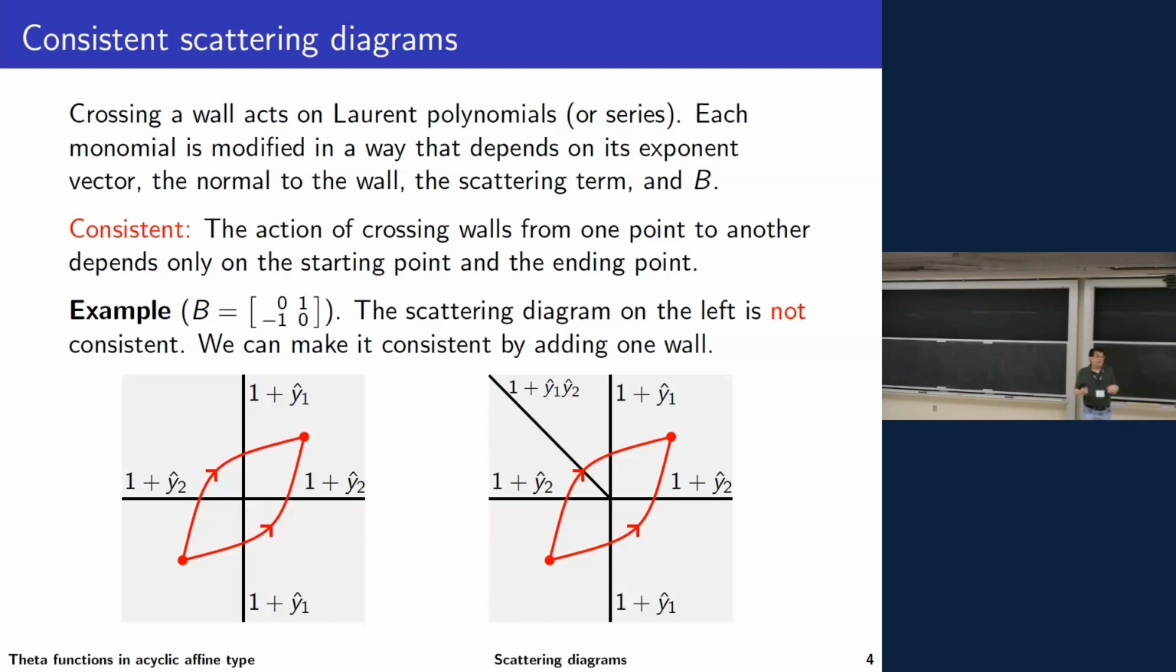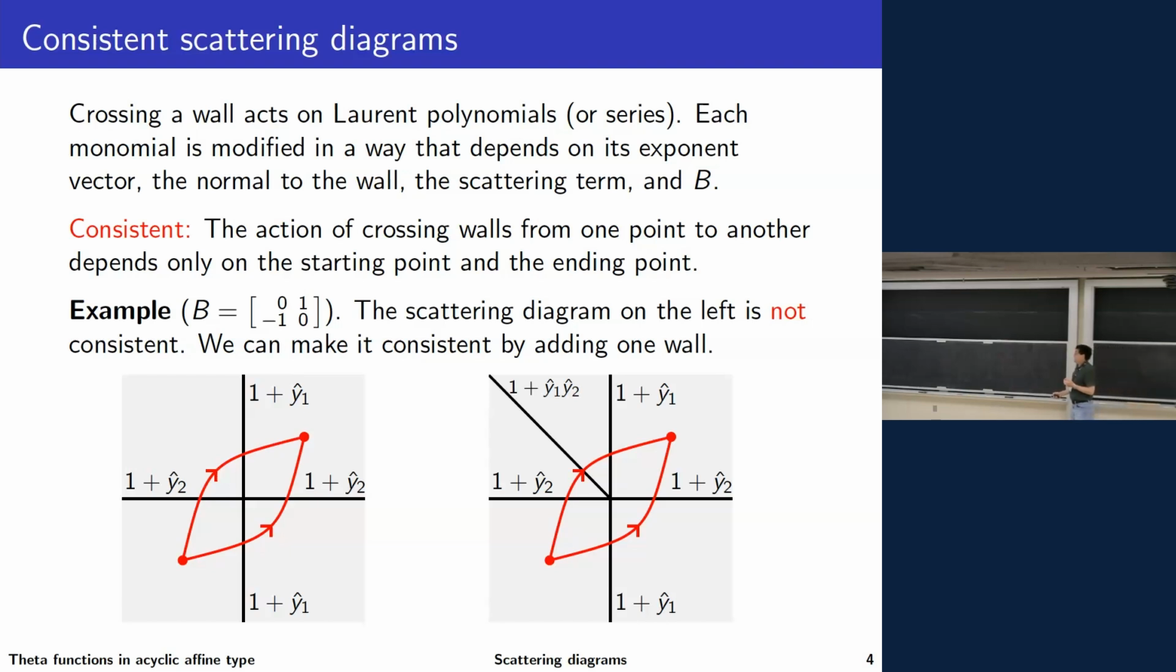When you cross a wall in a scattering diagram, you have some Laurent monomial in the x's and the y hats, and you cross a wall, something happens to it. It gets replaced by itself times some power of the scattering term, whatever it is. Now you can think about walking through the scattering diagram and crossing some walls, and you just do that action on all the monomials, all the formal power series you have. Consistent would mean it doesn't really matter what path I took from here to here. It just matters where I started and where I ended. So you want a consistent scattering diagram.